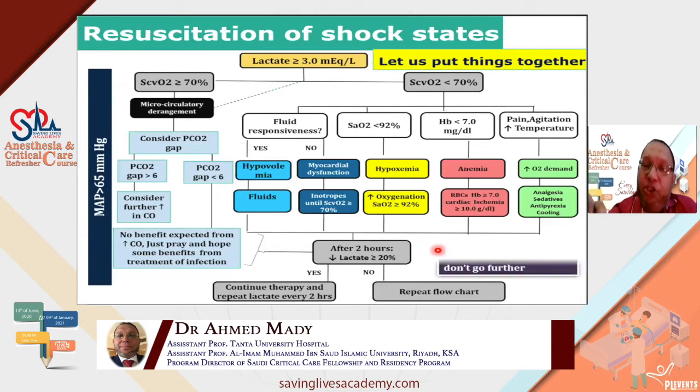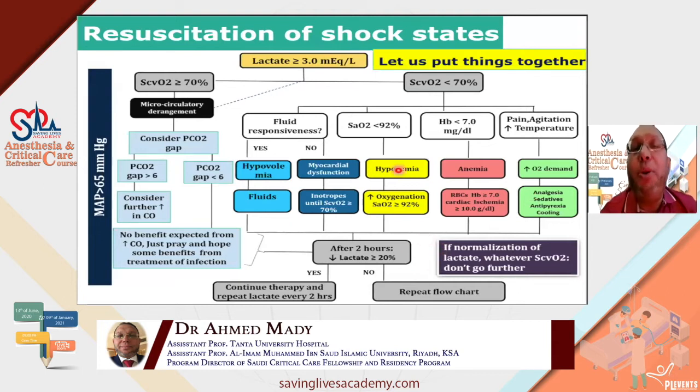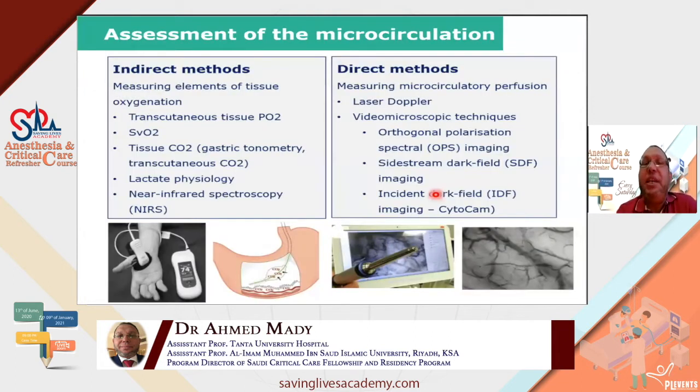And another message: if you have a patient with normal lactate, whatever the central venous oxygen saturation, don't go further. These are normal patients, right? Of course, you have to exclude other factors of hyperlactatemia. We are talking about lactatemia due to hypoperfusion. So this is a very nice flow chart to give you a clue how to deal with the tissue biomarkers, the consequences on the level of the cells. What about the microcirculation?